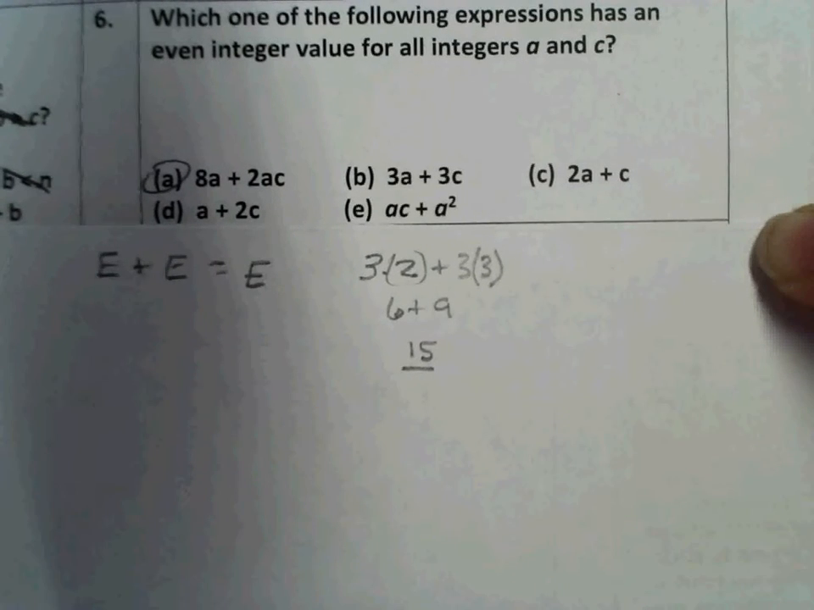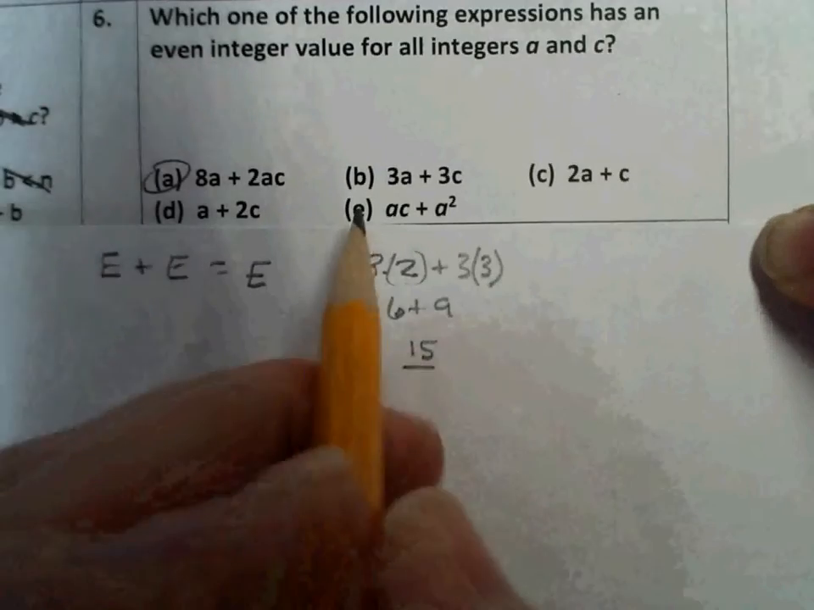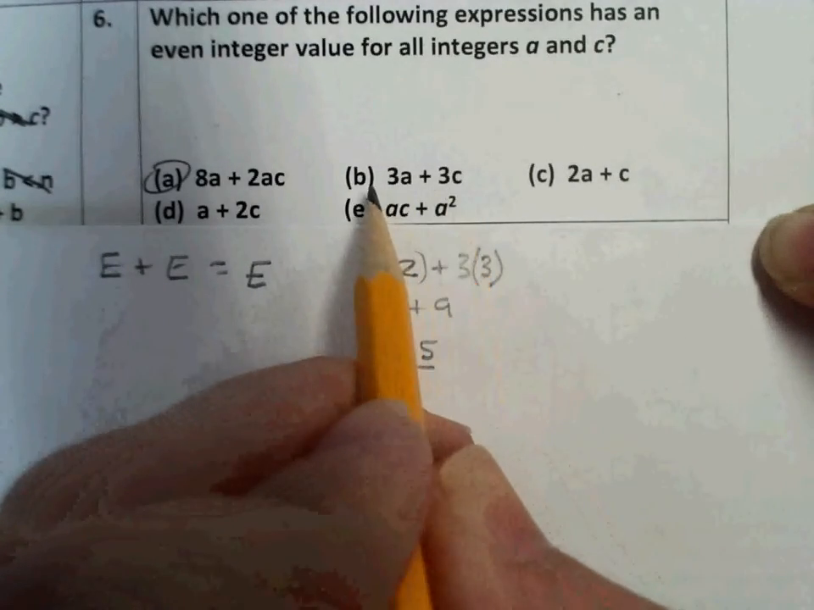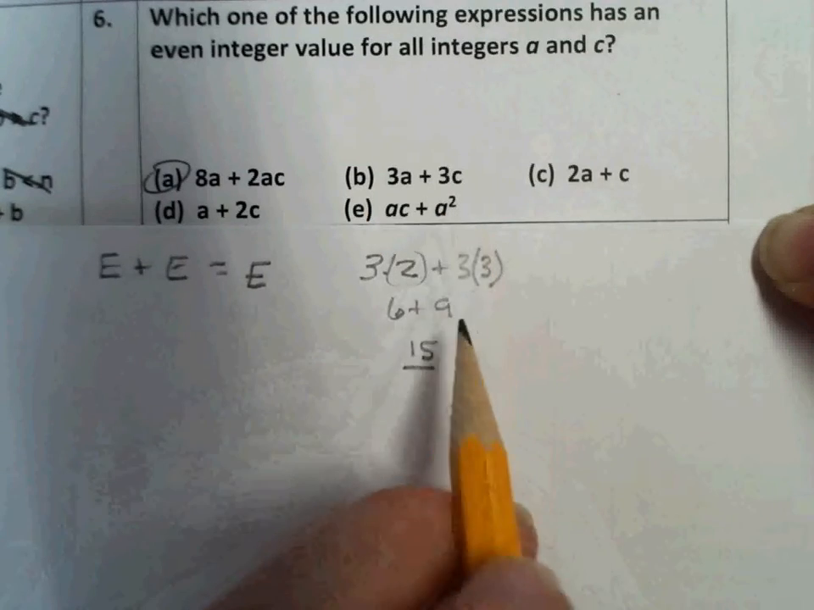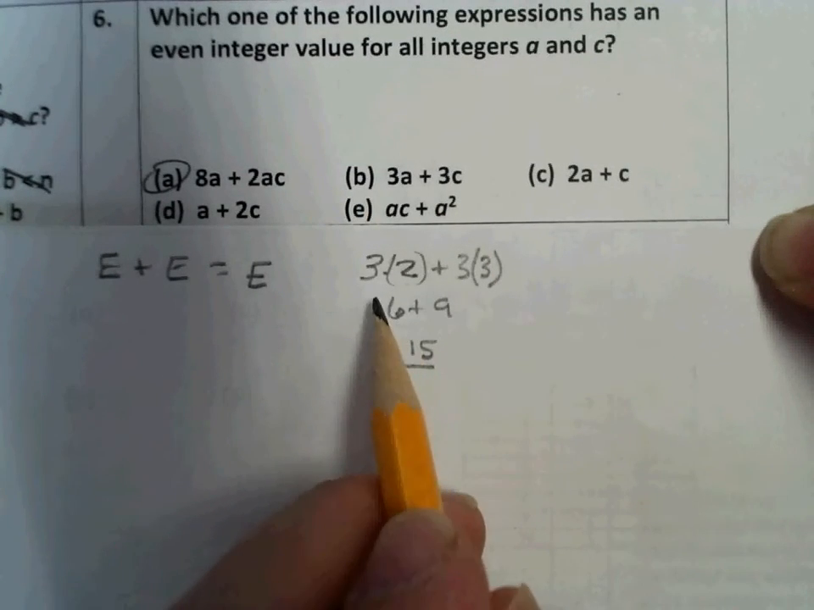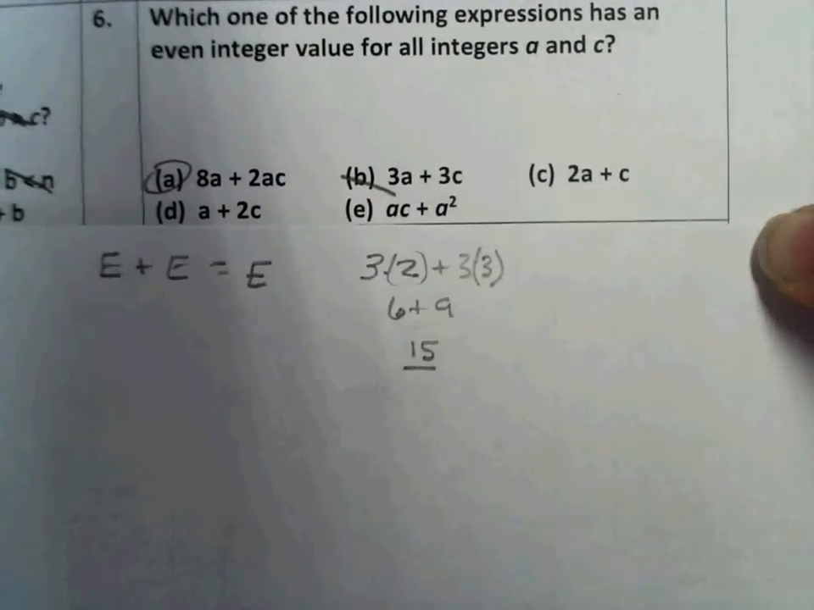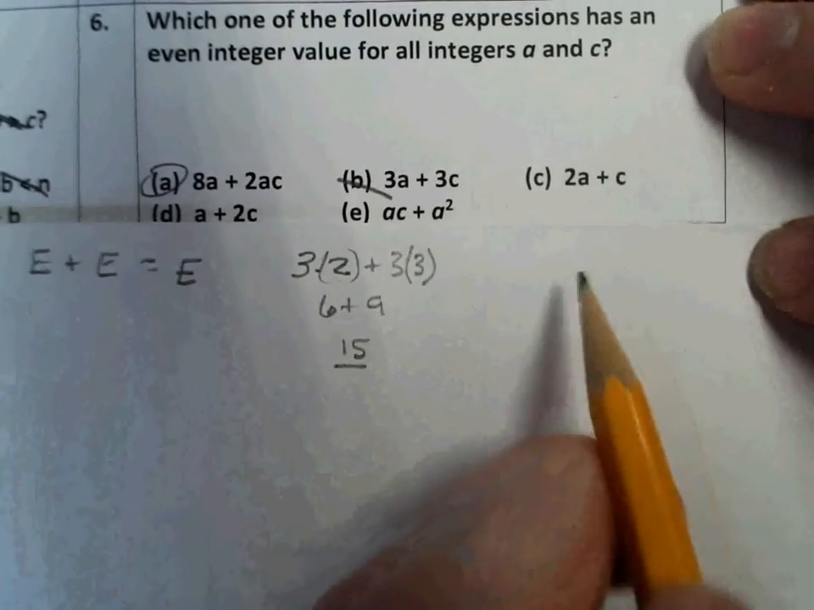So adding an odd and an even together will get you an odd. Is there a way to make 3a odd while 3c is even? Or is there a way to make 3a even while 3c is odd? And yes, there is. You can multiply by one even number and one odd number, and that's exactly what happens. So B is out.